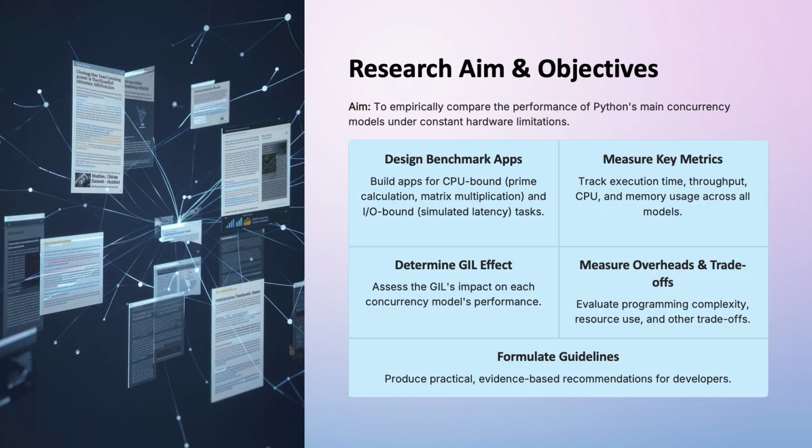The aim of this research is to empirically compare Python's concurrency modules under constant hardware conditions. I have five specific objectives. First, design benchmark applications for both workload types. Second, measure key metrics like execution time and resource usage. Third, determine the GIL's effect on performance. Fourth, evaluate overheads and trade-offs. And fifth, formulate practical, evidence-based guidelines for Python developers selecting concurrency strategies.